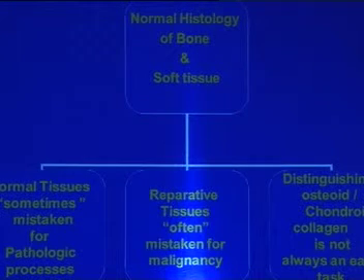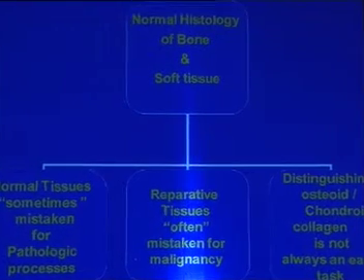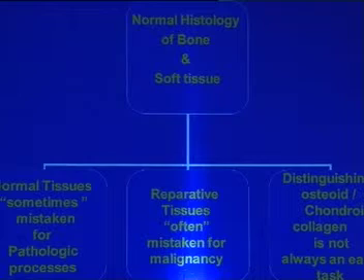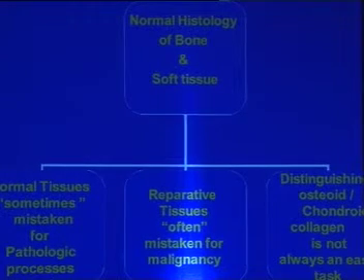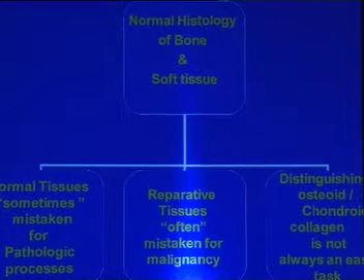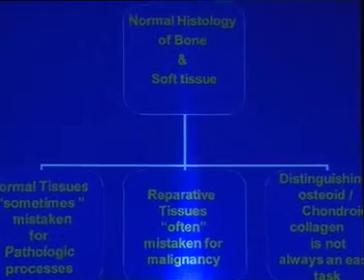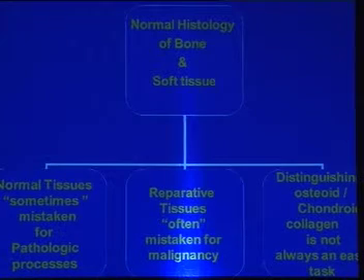And that's because normal tissues can sometimes be mistaken for pathologic processes, and reparative tissues are often mistaken for malignancy. In my own practice, I have seen several times simple calluses, hypertrophic calluses, being mistaken for osteosarcomas, to the extent that I have seen patients who have even received chemotherapy for what was maybe a malaligned fracture.